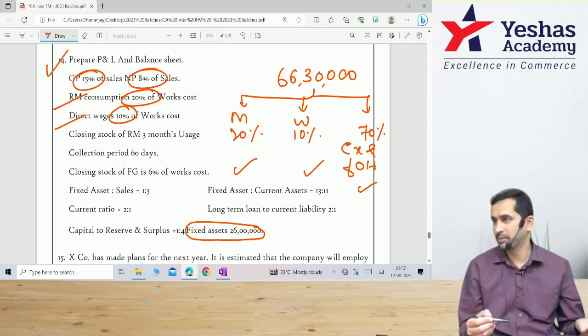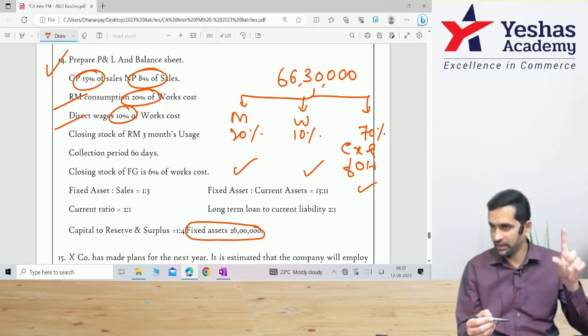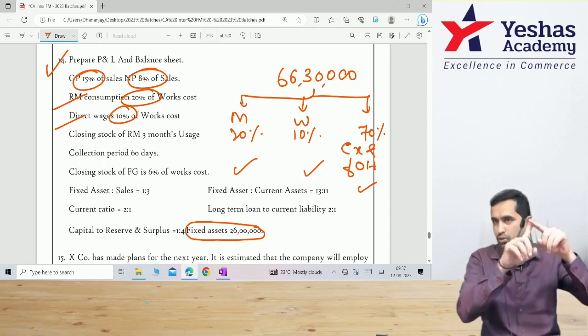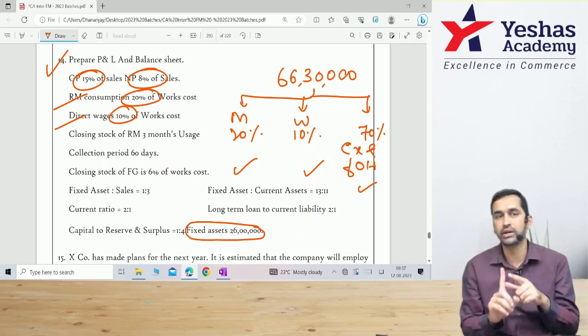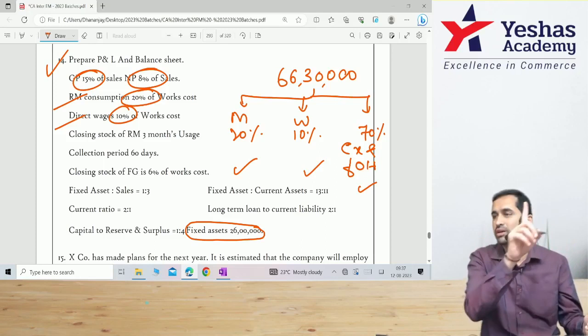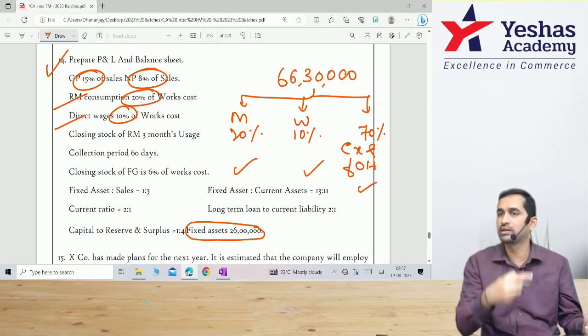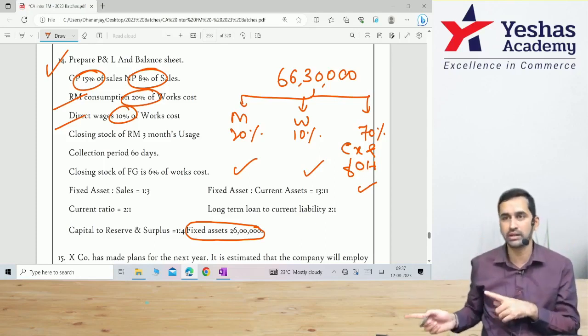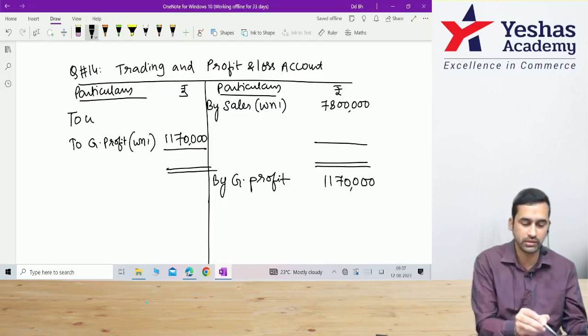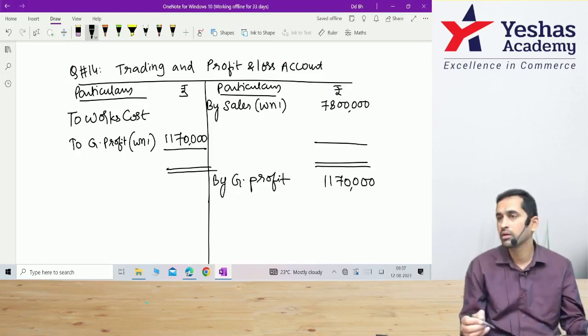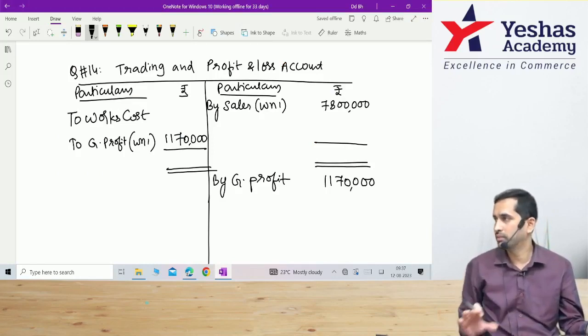If we have enough space in my trading account, there itself I will have to show material consumption cost, labor cost, factory overhead cost. If I don't have, I will write only one word called works cost there, and that works cost breakup I will show separately in a working note. If you have space, you write here, otherwise you write it as works cost, and then we'll show the breakup separately.